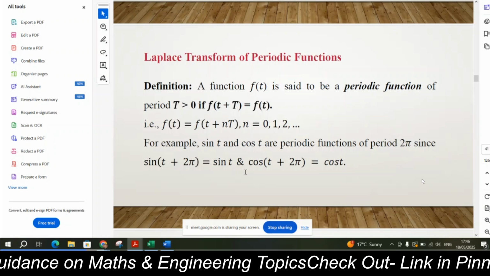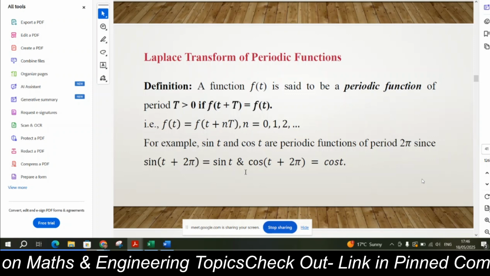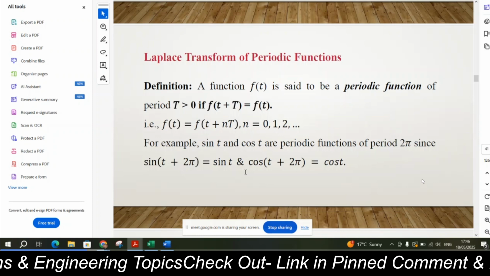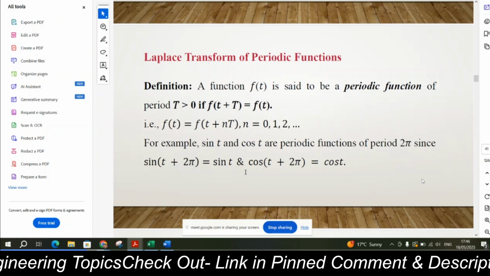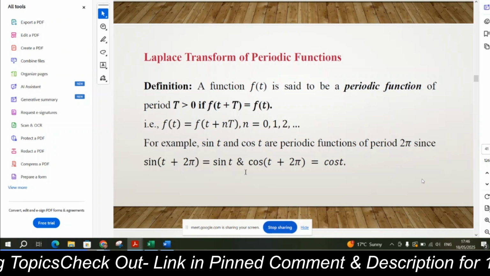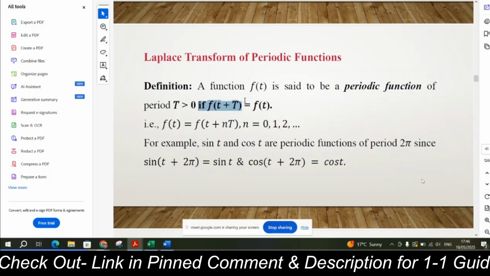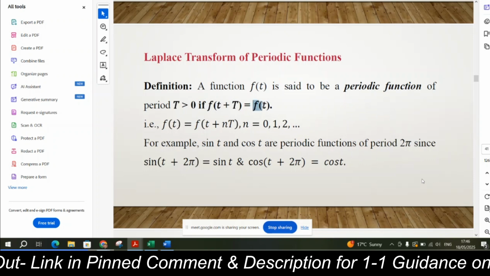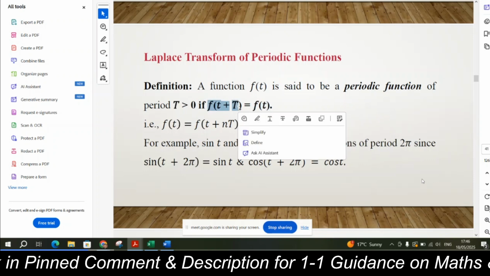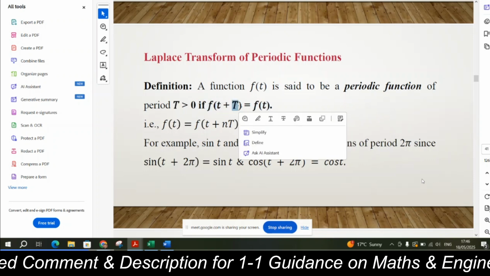Okay, fine. So Laplace transform of periodic functions. A function f of t is said to be a periodic function of period T greater than 0 if f of t plus T is equal to f of t. Now this is a pretty simple statement. I hope you understand. If the function value is repeating after a certain time period.